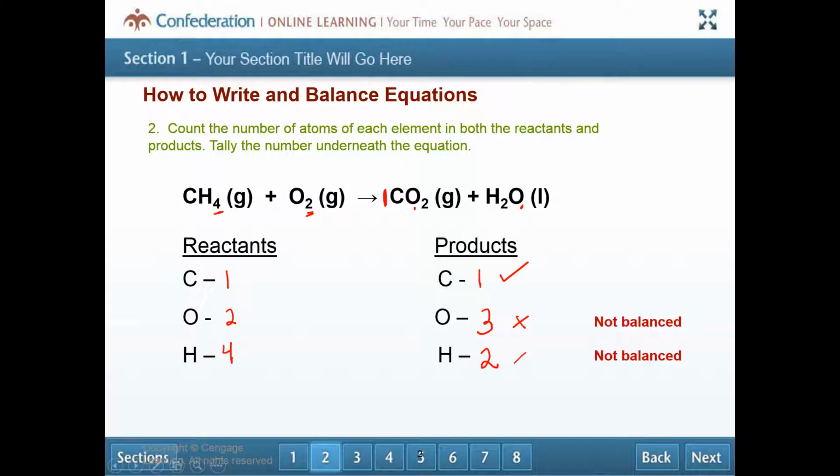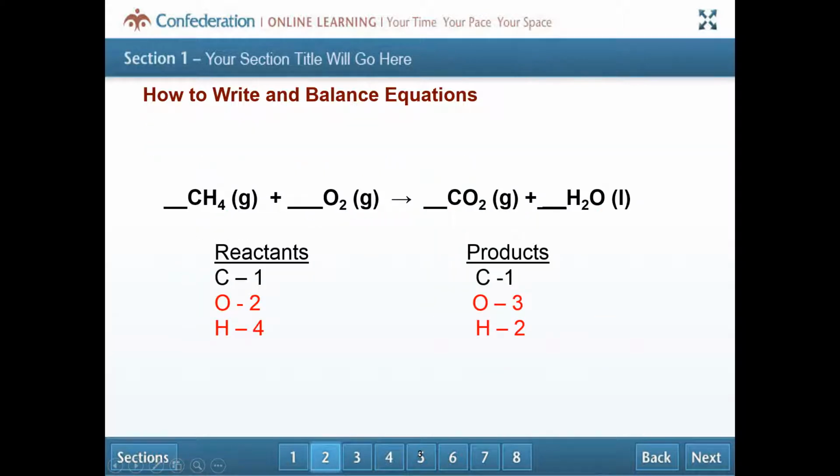All right, so what do we do about that? Well, we need to experiment with putting coefficients in front of the formula for these different compounds. Remember, the big rule is that we can't change the subscripts. That would completely change the actual compound, but we can change the coefficient in front. So we don't need to do anything with the carbons.